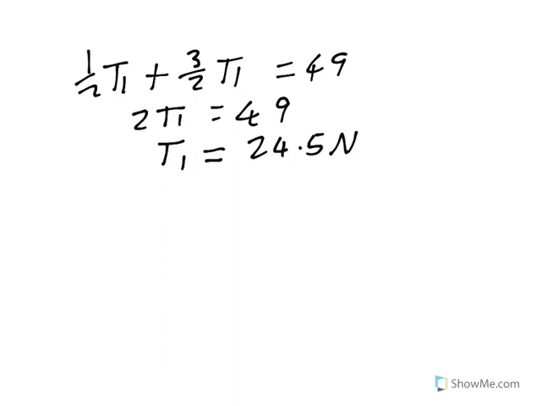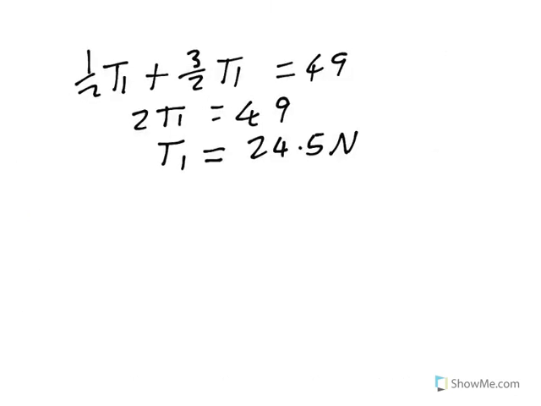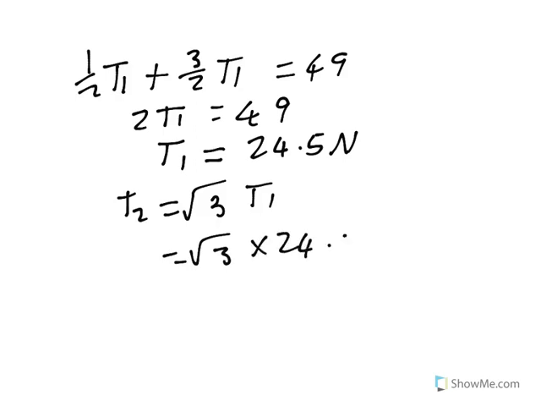Alright, so if we know that then, and we also know the relationship here that T2 is root 3 T1, so that's square root 3 times 24.5, which when we work that out becomes 42.44 Newton. Alright, that's it to there.